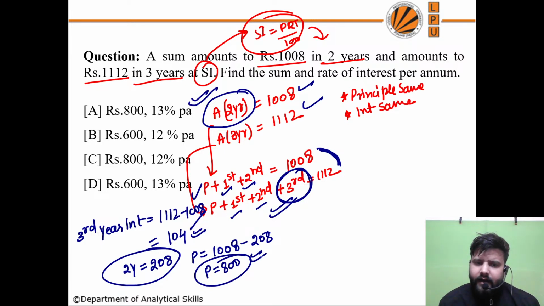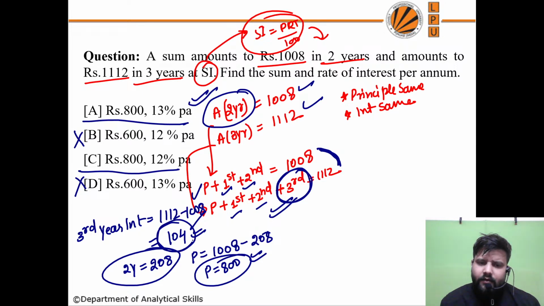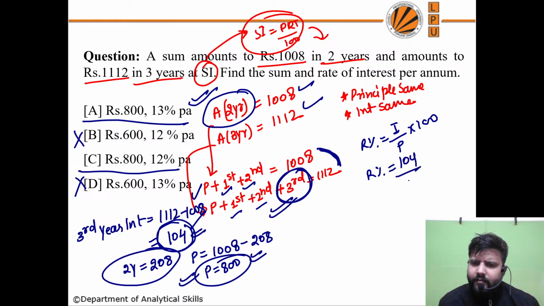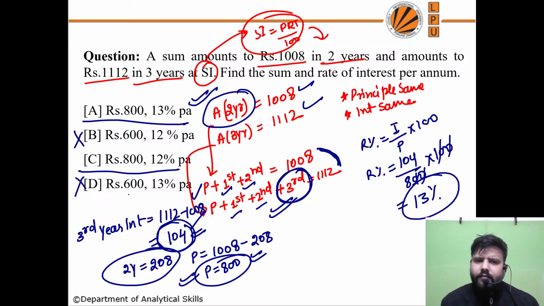So principal is 800. Out of these options, 2 have 800 as an option, so these two are eliminated. Now let's see the rate of interest. The interest you got in 1 year is 104 and the principal is 800. So rate of interest is nothing but interest divided by principal, into 100. So rate of interest is 104 divided by 800 multiplied by 100. When you solve it, it will give you 13% per annum. So the answer is option A for this question.